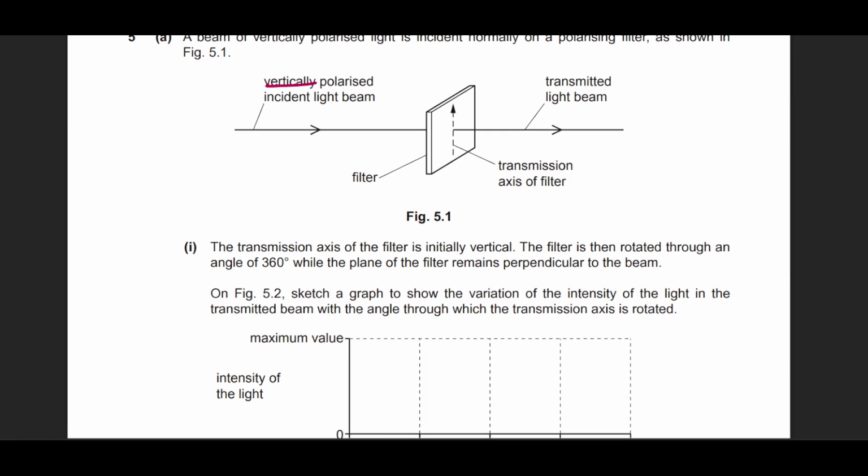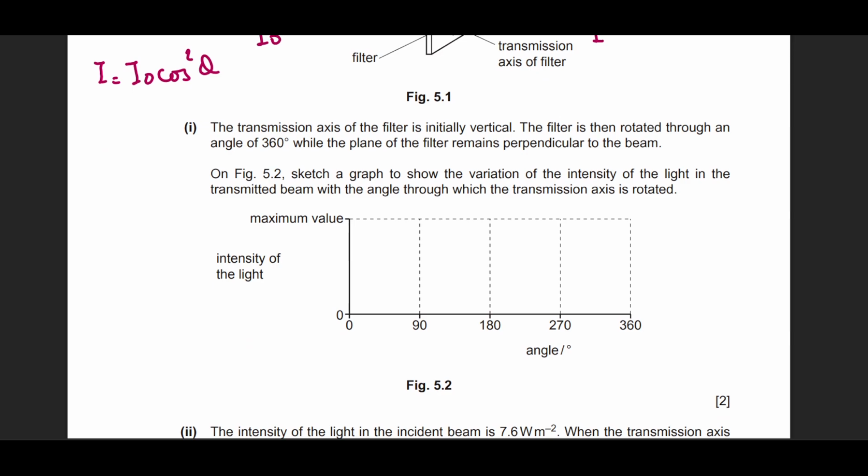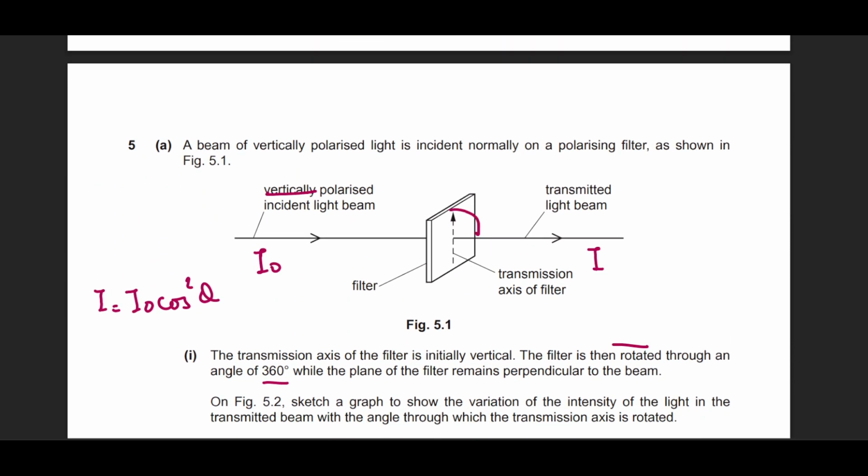If I wanted to find out the equation, that would go something like this. This is going to be I naught, and this is going to be the I. And the equation of Malus's law is I equals I naught cos squared theta. He says that the filter is then rotated through an angle of 360 degrees, which means that this filter will be rotated through 360 degrees, and draw the response you're going to get.